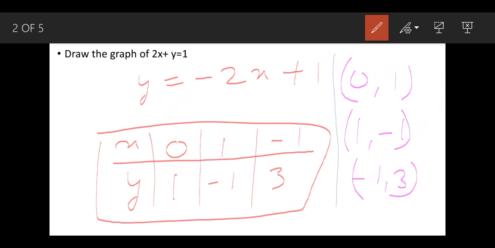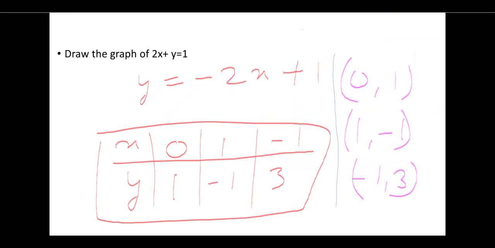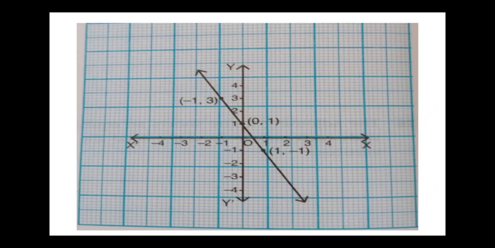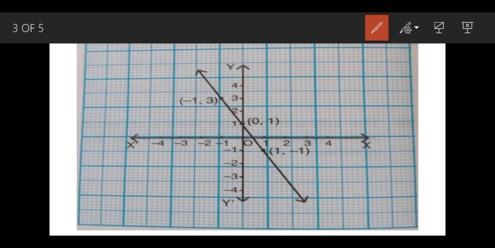So we will make the x-axis and y-axis on the graph and plot these points on the graph paper. Here it is marked. We can see 0 comma 1, 1 comma minus 1 and minus 1 comma 3. While plotting, we have to write the coordinates. Join these coordinates using a scale.